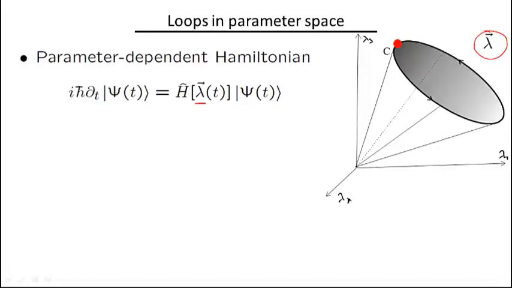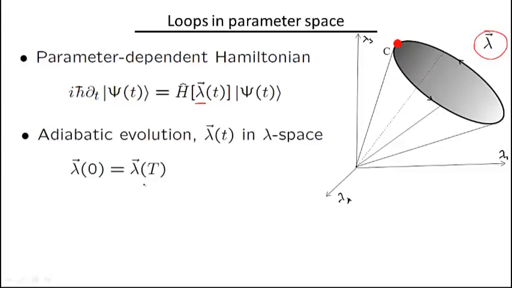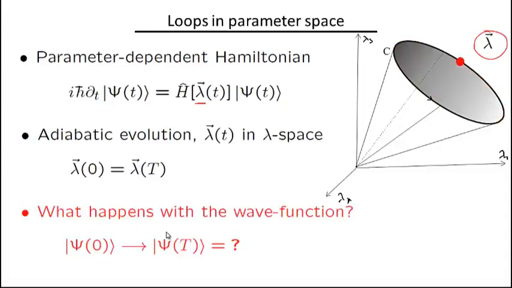Okay. And let me consider the situation where this parameter lambda is changing in time. For example, again, it can be a magnetic field that is changing. And also let me consider the situation where after a certain period of time capital T, the parameter returns to the original point. So if this is my parameter space, what I'm talking about is a slow evolution of this lambda such that it starts in a certain point and returns to the same point after time capital T.